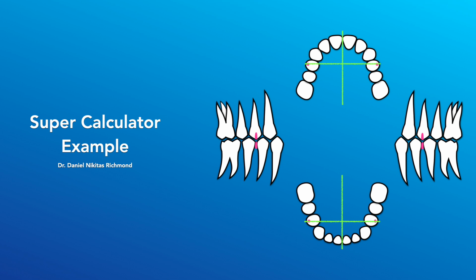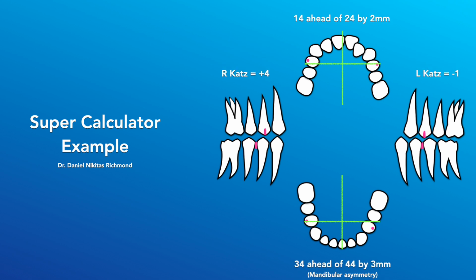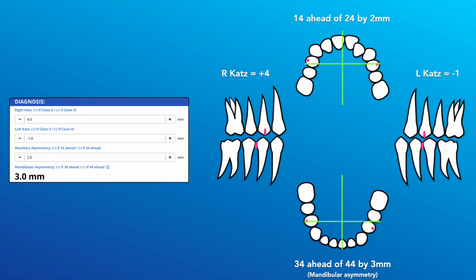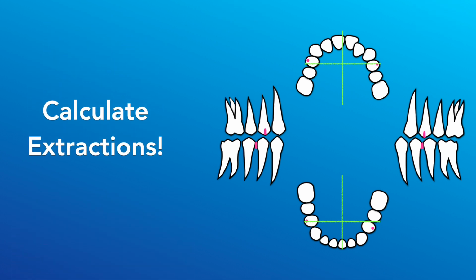We're going to turn this into a malocclusion now. And these are the numbers we get. So we're 4 millimeters class 2 on the right, 1 millimeter class 3 on the left. 1,4 is ahead of 2,4 by 2 millimeters, and 3,4 is ahead of 4,4 by 3 millimeters to simulate a mandibular asymmetry. So with that in mind, we would punch these values into the diagnosis section of supercalculator, and then we can move on to playing around with some different extraction patterns.